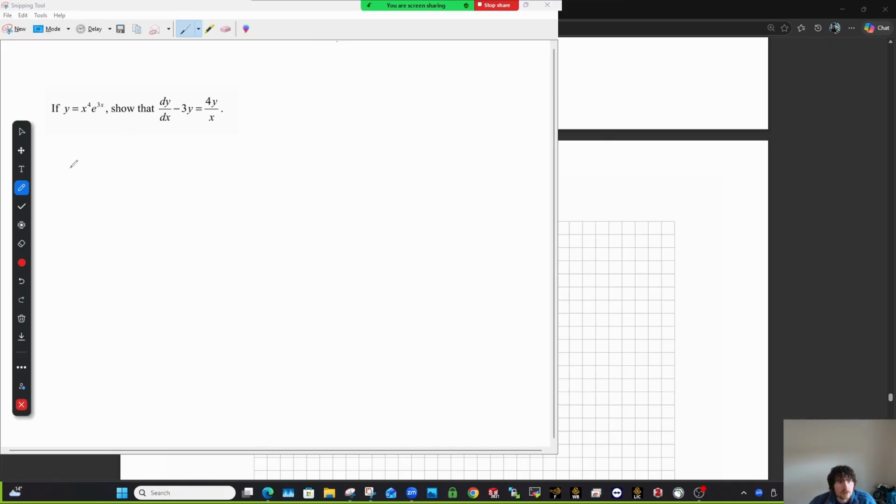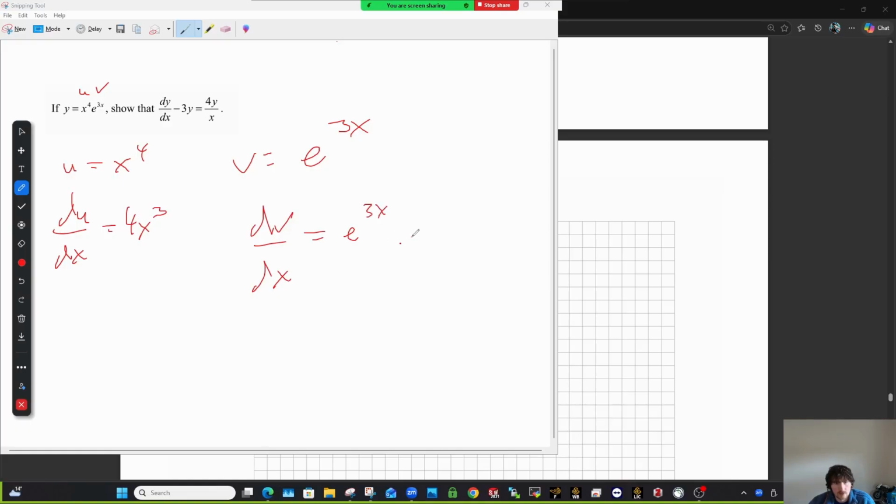Okay, so what you do here is you actually go and work out dy dx, okay? Now dy dx is a little tricky here because you actually got to use a product rule, hopefully you realized. So u equals x to the 4, v equals e to the 3x. Underneath it you write du dx, 4x cubed, and underneath this you write dv dx, which is really straightforward, stays the same, multiply by the derivative of the power, 3. So that's really 3e to the 3x.